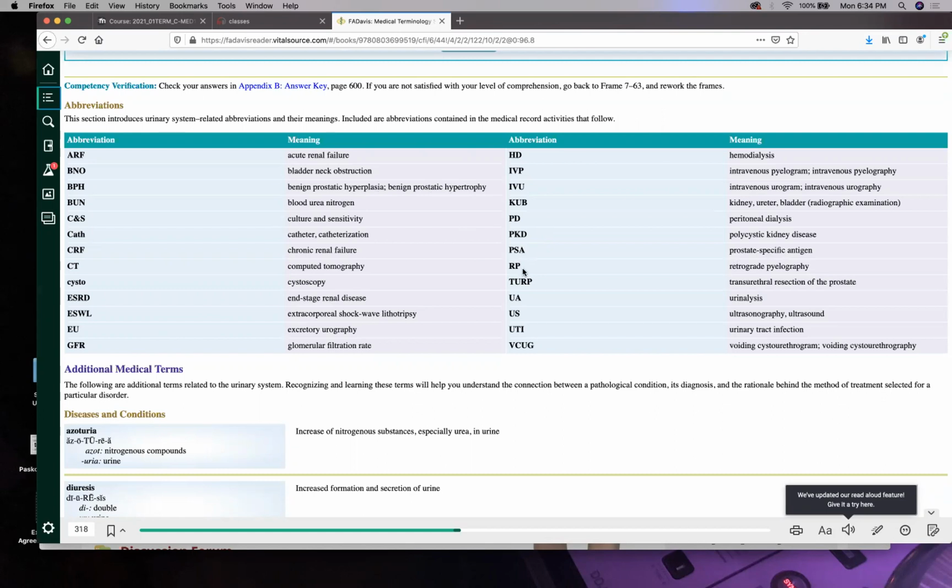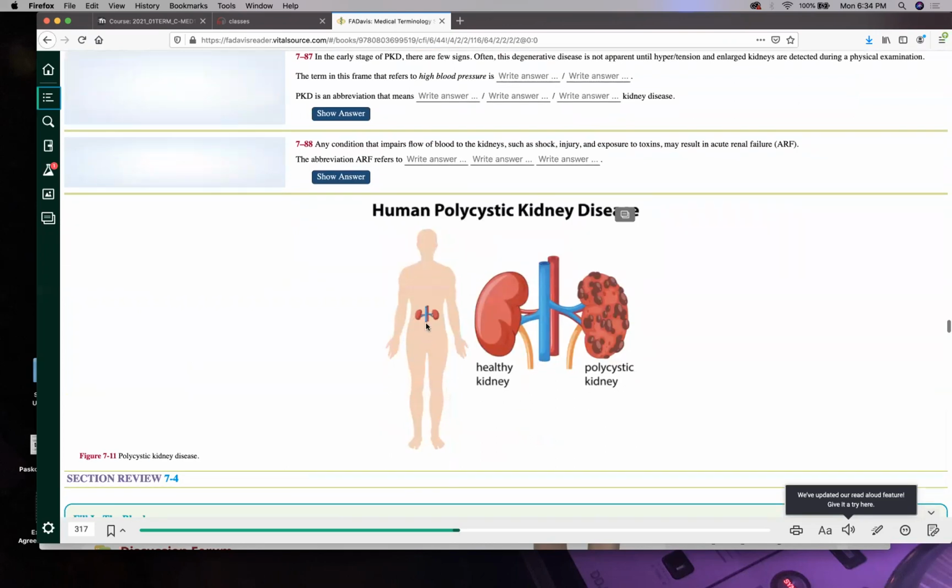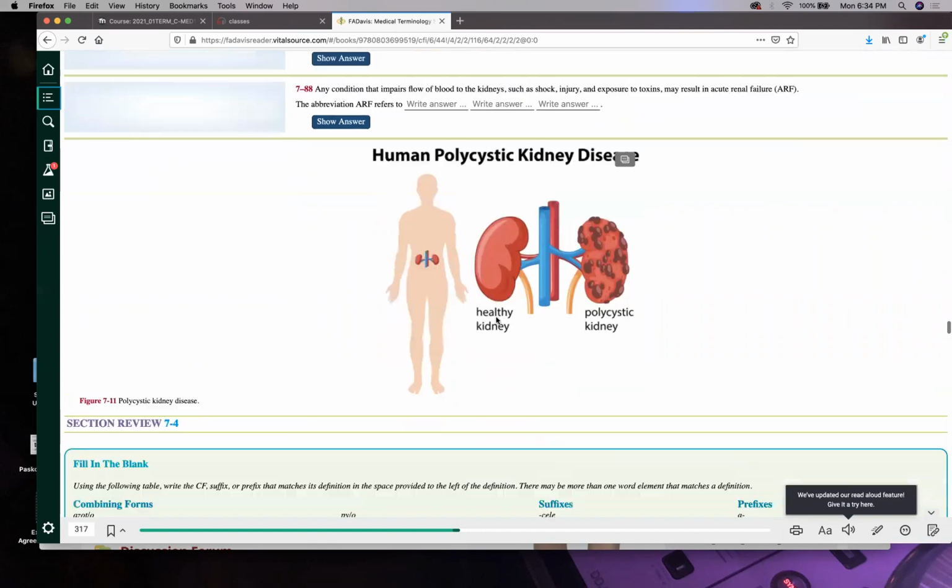Retrograde pyelography, we already saw a little bit of that, right? We could stick a tube up your urethra to your urinary bladder, up into your ureters, and it can go right into your kidney.